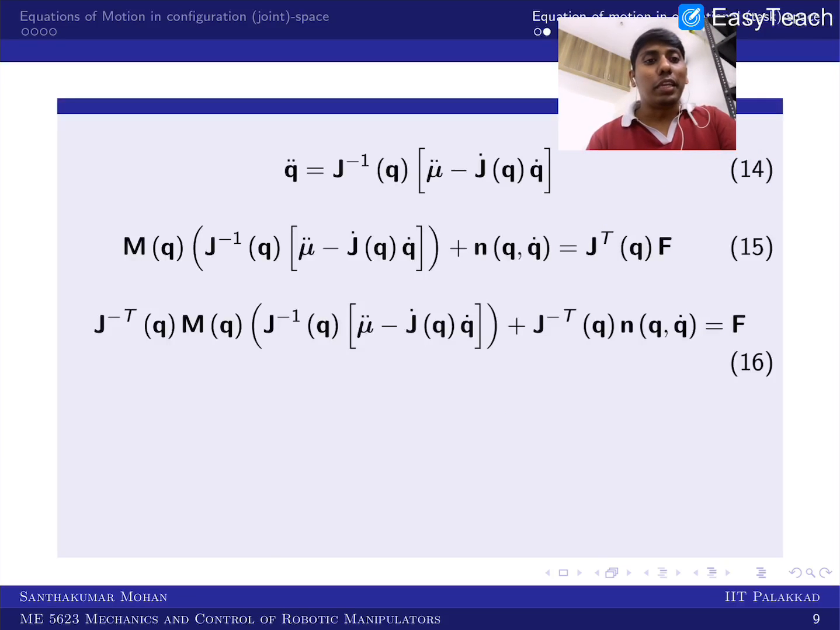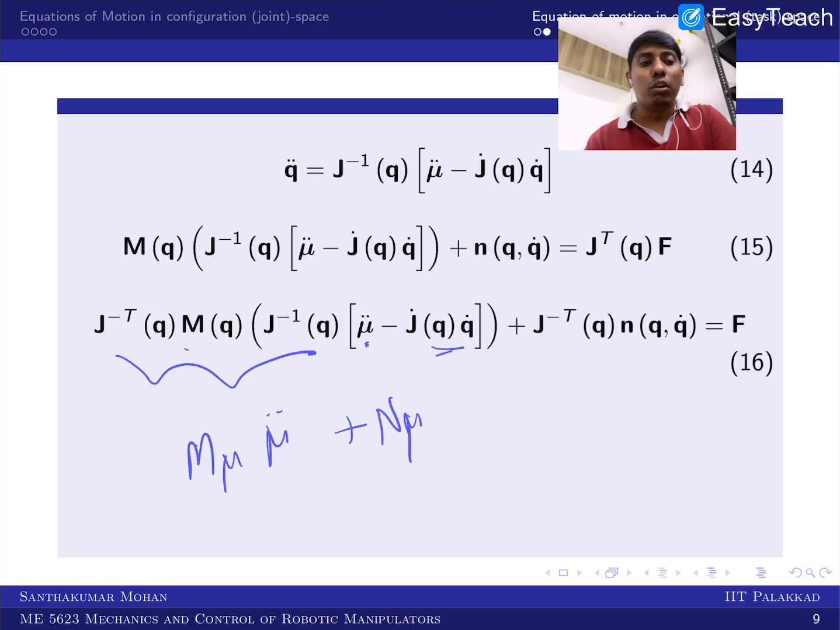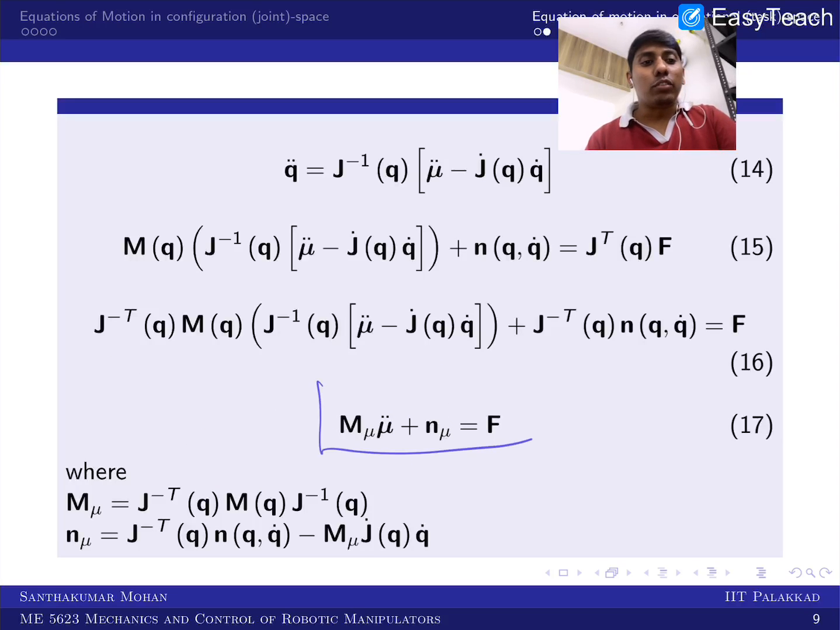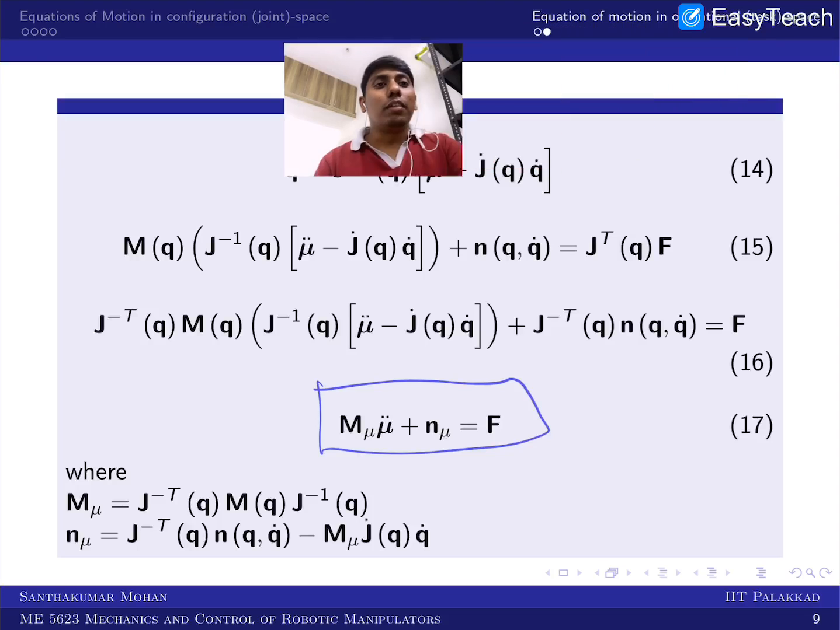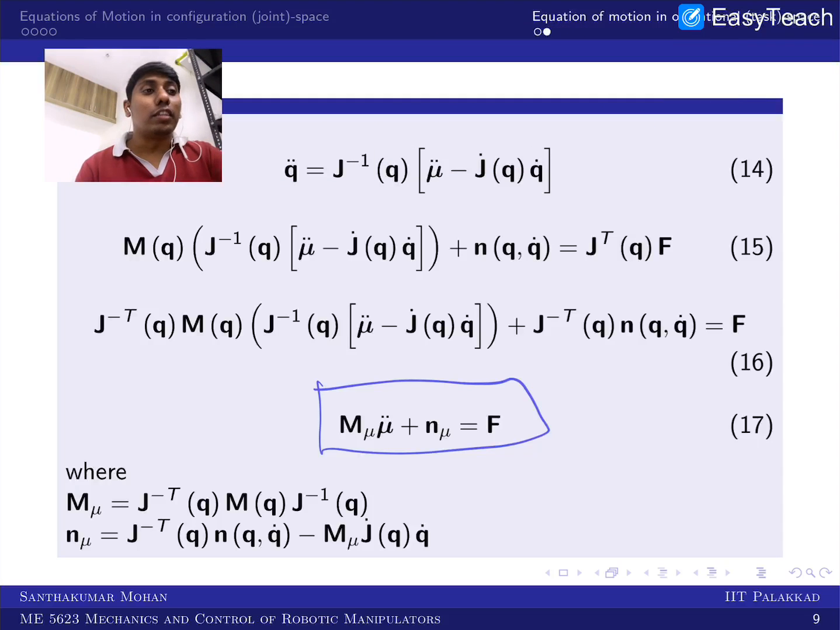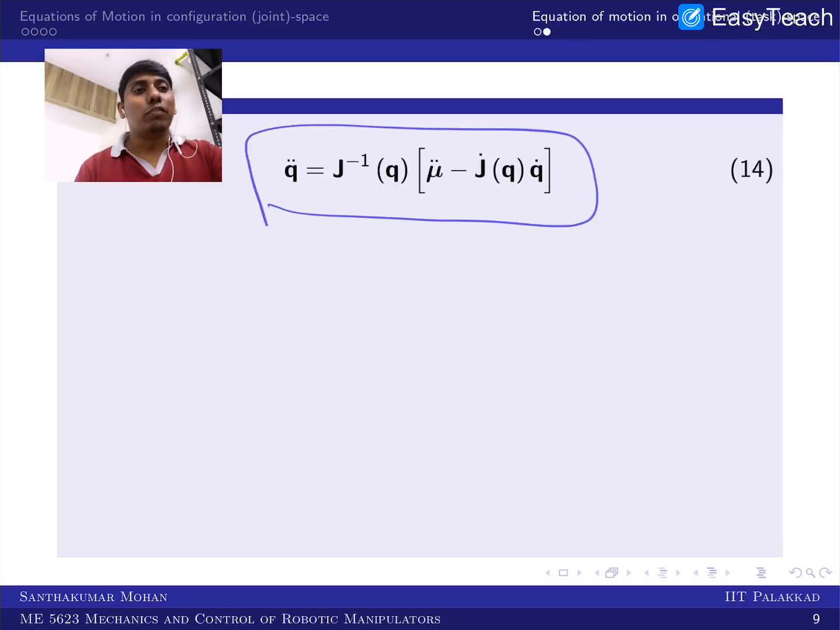Now what you can see, this whole multiplied with mu double dot looks like m mu into mu double dot, and this whole multiplied with this, all together I can put as n of mu, or small n of mu, that is equivalent to f. So we are saying that everything is in terms of one single space, which is nothing but operational space. For that, we have taken the information which is available.